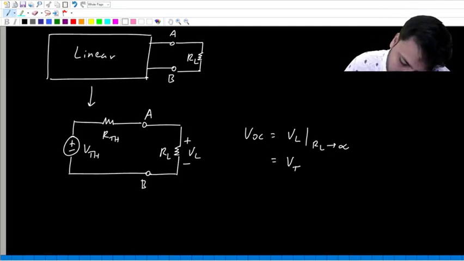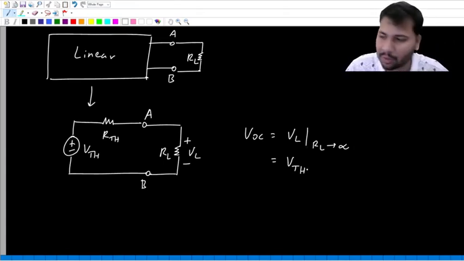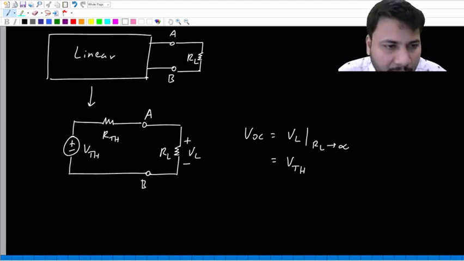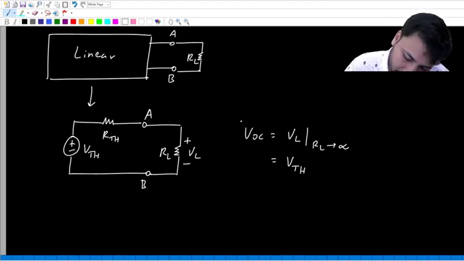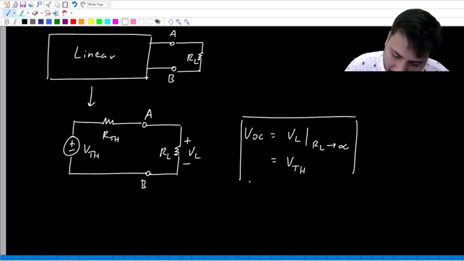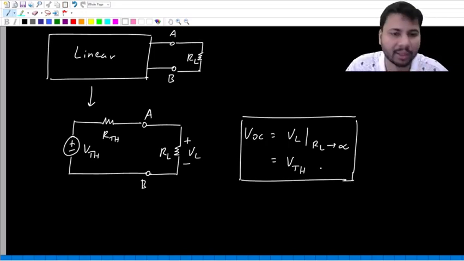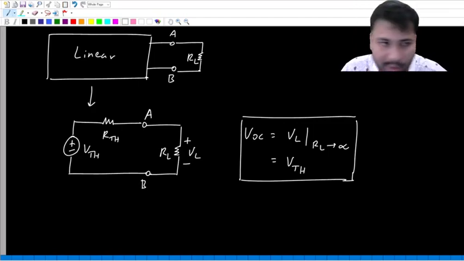So what is VOC? It is VTH. So what is this Thevenin voltage? It is nothing but the open circuit voltage across the load. Okay. So Thevenin voltage is nothing but the open circuit voltage across the load.